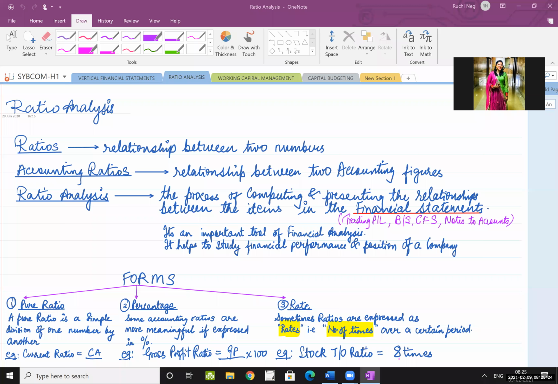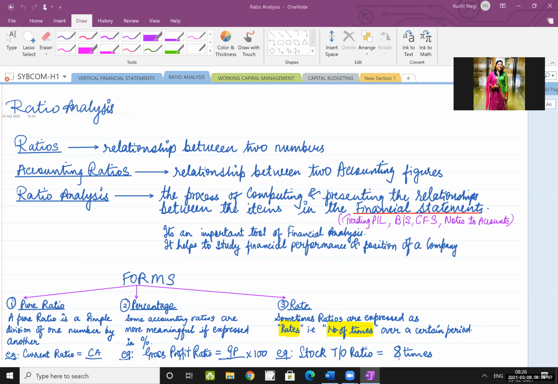Obviously the chapter that you're studying is very important. Why are you studying this chapter? Because this chapter provides you an important aid of financial analysis. As and when we move further in the chapter, you will understand its importance in the subject of management accounting or financial management. This chapter will help you to study the financial position and performance of a company. It gives you an interpretation of it.